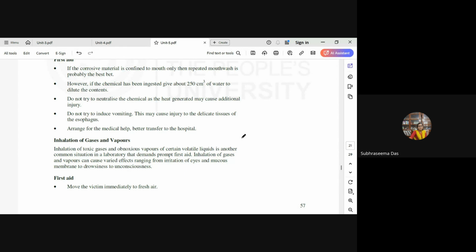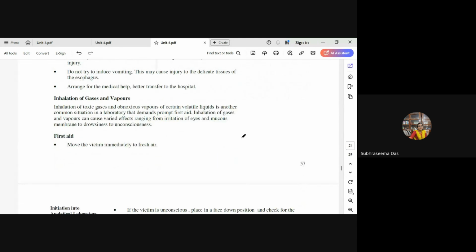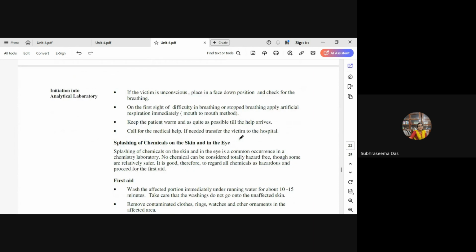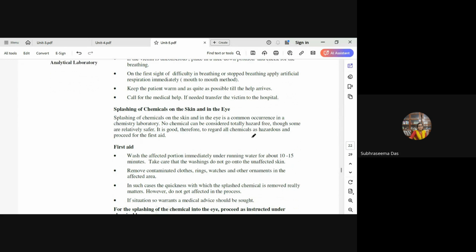Now if we have inhaled any harmful gases or vapors, we should move the victim to fresh air. Then if the victim is unconscious, we should check for breathing, apply artificial respiration, and then call the medical team. Suppose anyone splashes chemicals on the skin or the eye, we should first wash it for 10 to 15 minutes with cold water, and then remove the contaminated ornaments in that area.